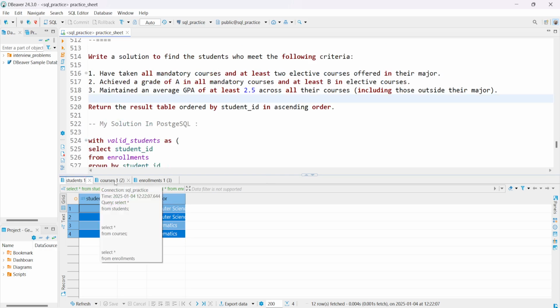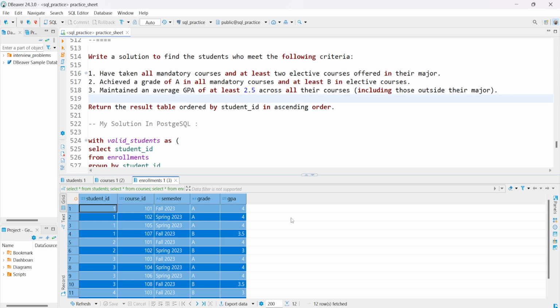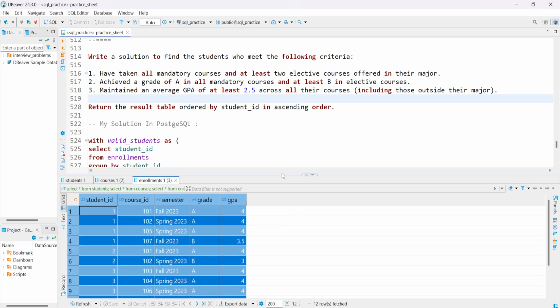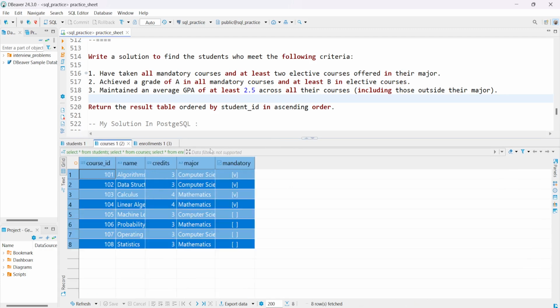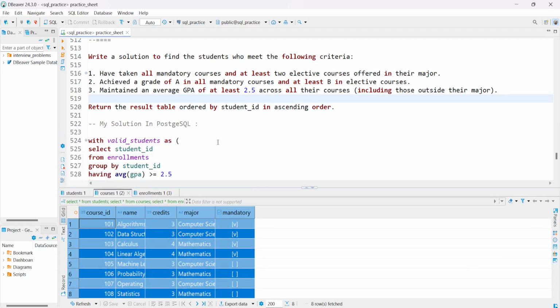So here if you see we have these three tables, right? And I will provide the create statement in the description section. You can try this problem by yourself also, right? So now let's see how we can solve.